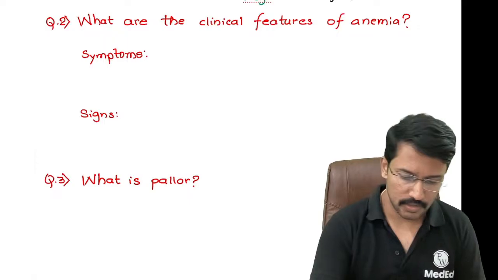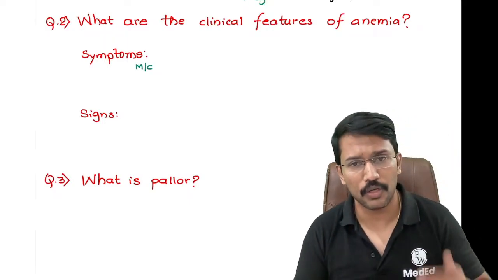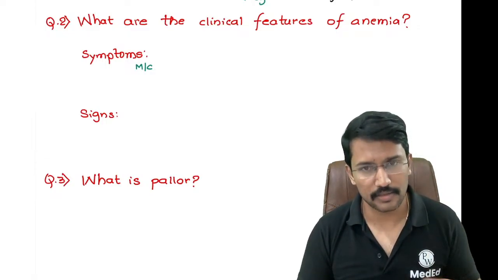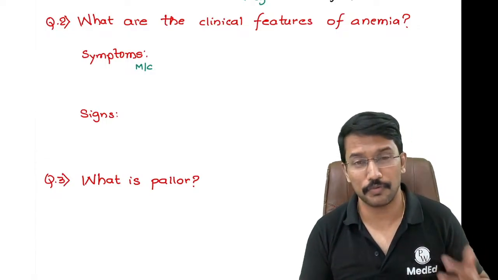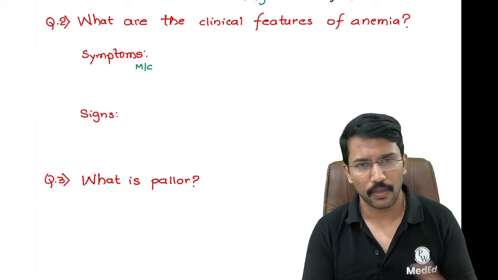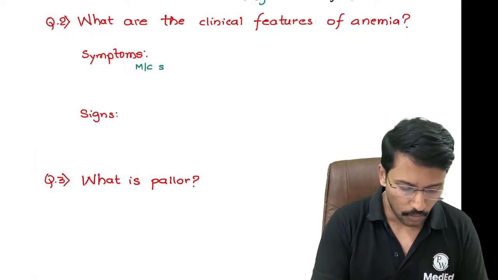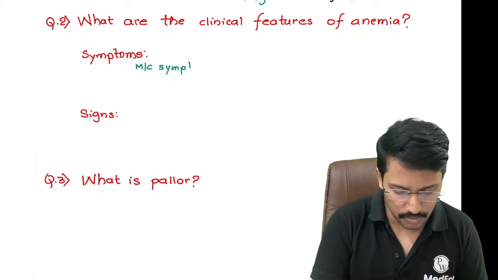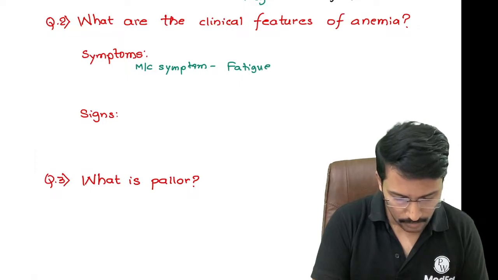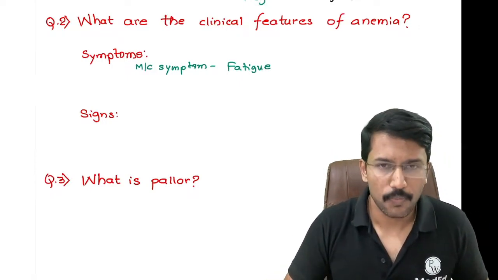Right, the most common symptom is going to be fatigue, because your tissues are now not going to get sufficient oxygen delivery because your hemoglobin level is less. Hemoglobin is the oxygen transporter. If tissues are deprived of oxygen, obviously they will not be able to do a good job, so you start experiencing fatigue. So the most common symptom of anemia is fatigue, or you can also call it weakness.